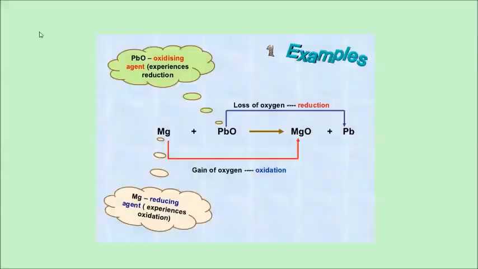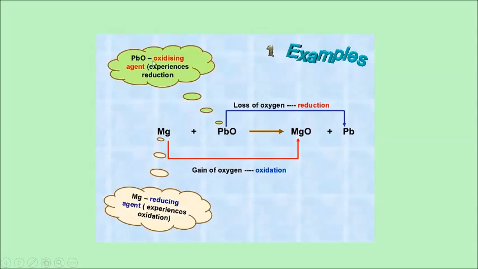Let's see this general chemical equation, that is magnesium plus lead oxide giving magnesium oxide plus lead. In this reaction, you can see the gain of oxygen for the magnesium, that is Mg is changed into MgO. That means the oxidation part has been completed. What about the lead oxide? Lead oxide is converted into lead. That means the loss of oxygen is there. So it is the reduction.